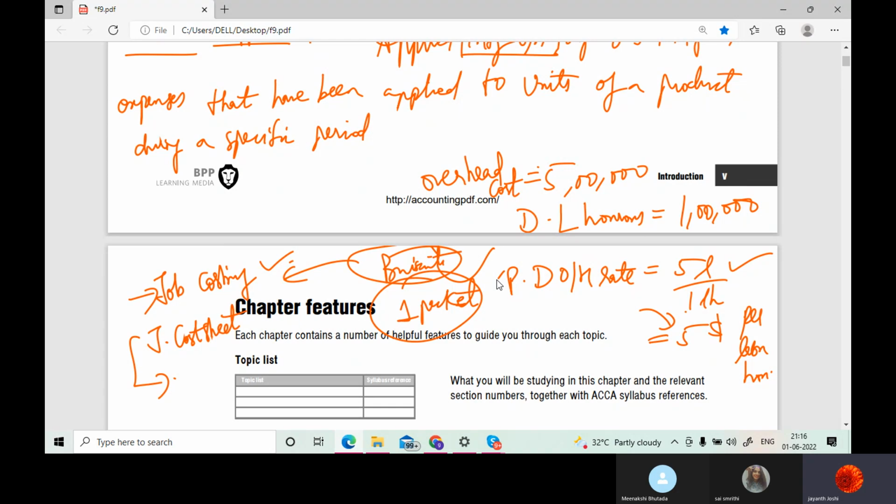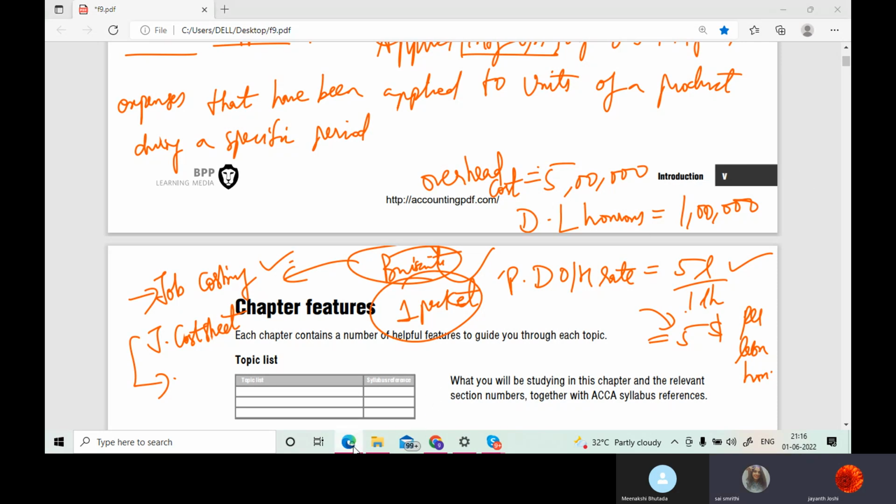So hopefully you have understood what applied overhead is. Applied overhead is nothing but, for a specific task, how much per unit wise overhead you are incurring. That is your applied overhead. So the base can be taken as machine hours or labor hours.